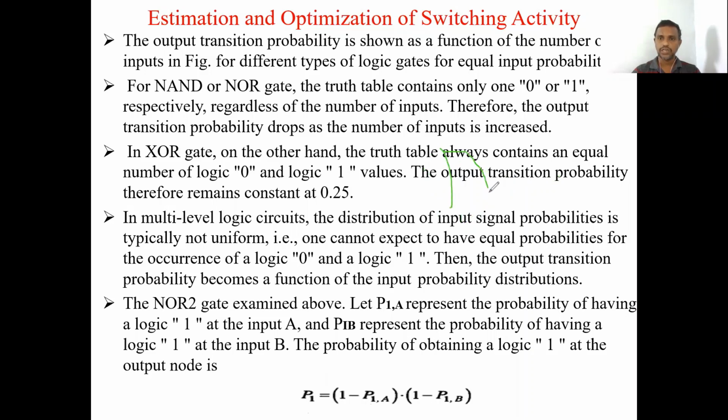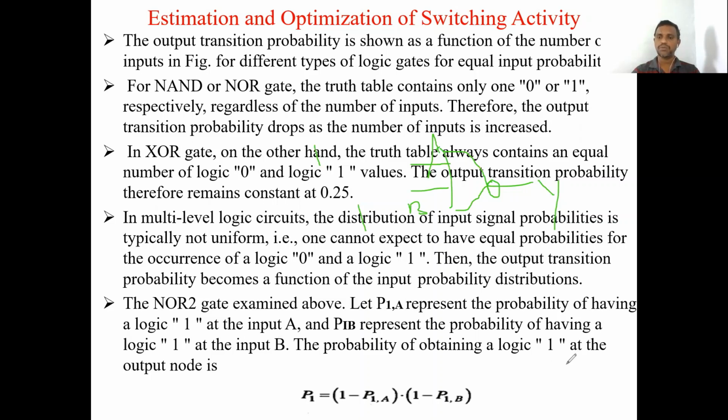If you consider the NOR gate here, I am taking that we have inputs A and B, and Y is the output. If I apply logic 1 at A and B, the probability of obtaining a logic 1 at input A I will take as P1A, and P1B represents the probability of having a logic 1 at the input B.